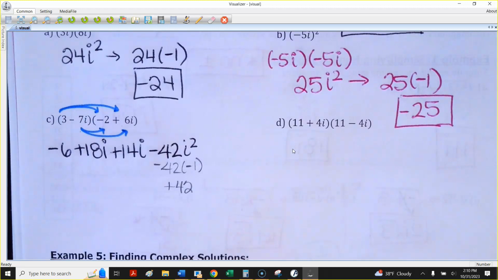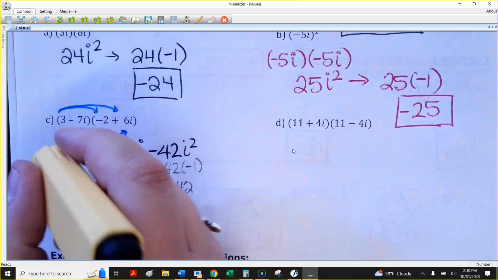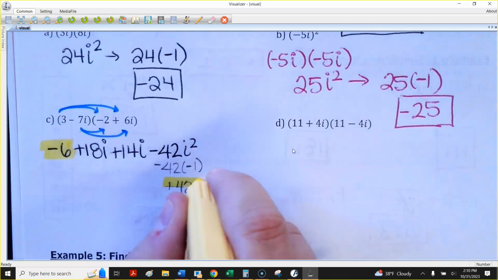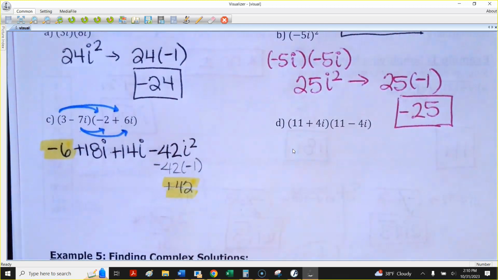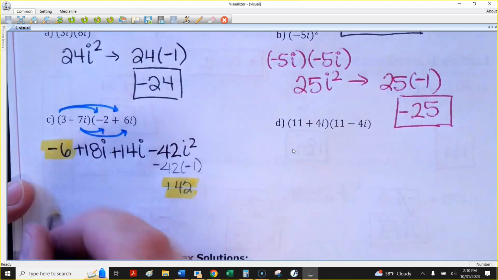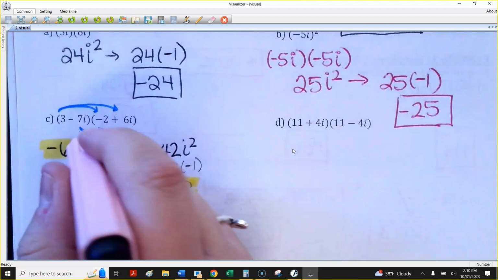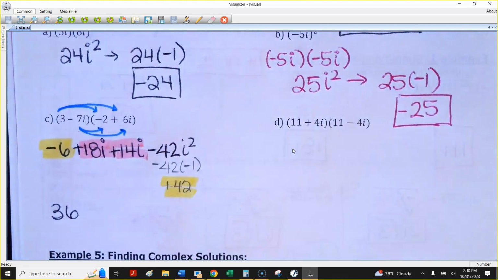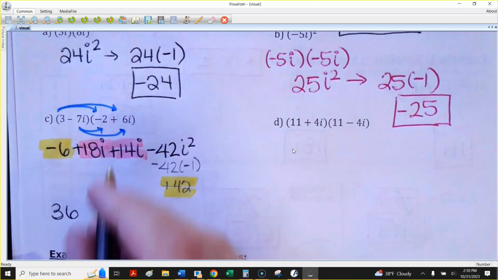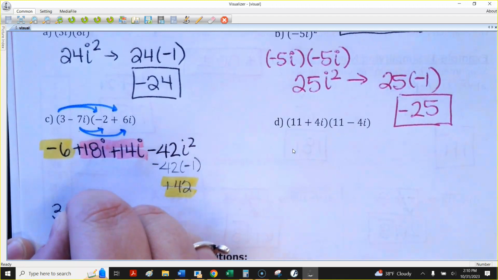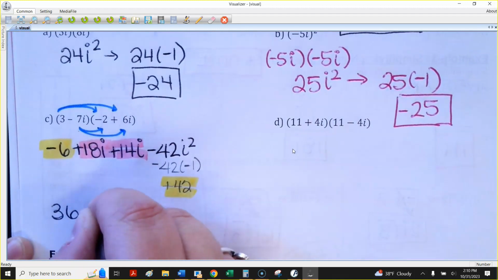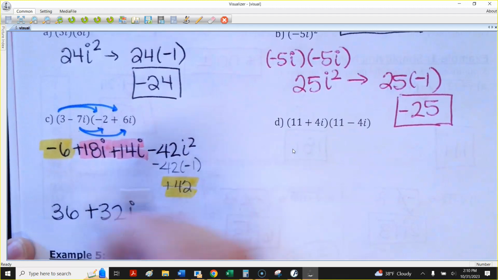What you want to do, just combine like terms. So I'm going to add my real numbers together. And it should go in the format a plus bi. So the real part is supposed to go first and the imaginary part is supposed to go second. So the real part would be -6, and I'm going to add 42 to that. So that would actually just be 36. And then my imaginary parts here, I have 18i and 14i. Just add those together. 18 and 14 is, what is that, 32? Yeah, 32i. And this would be my answer.